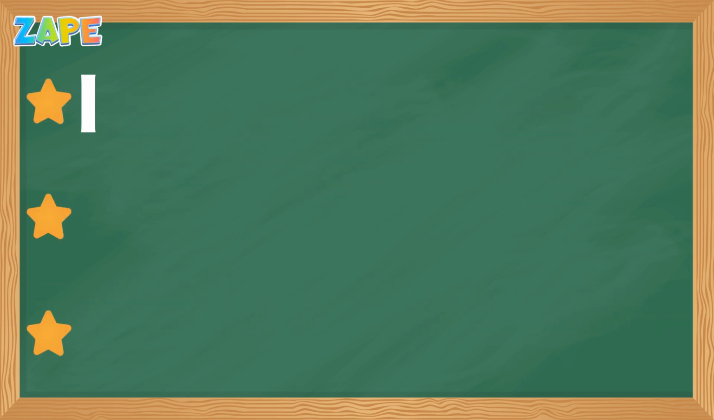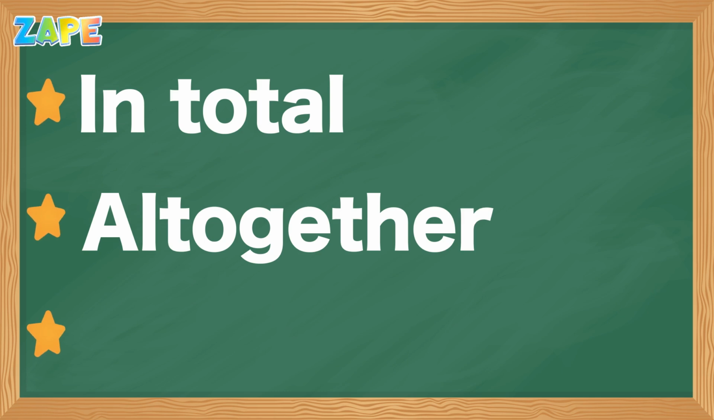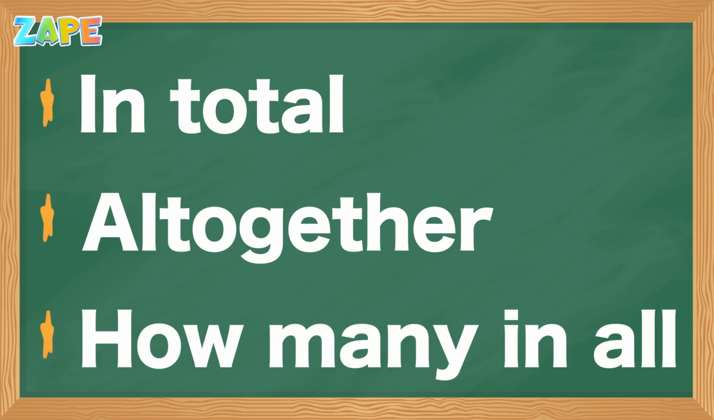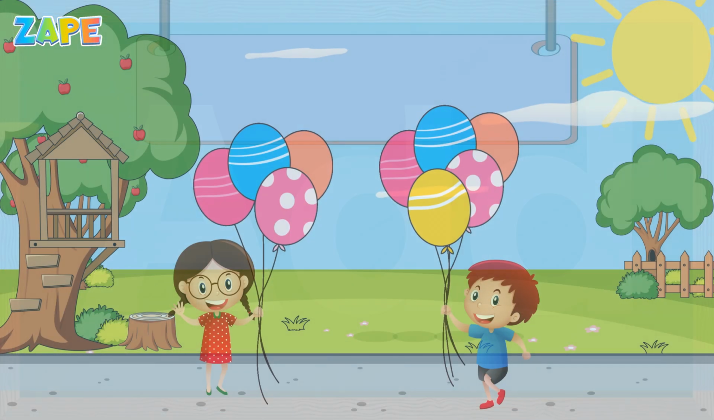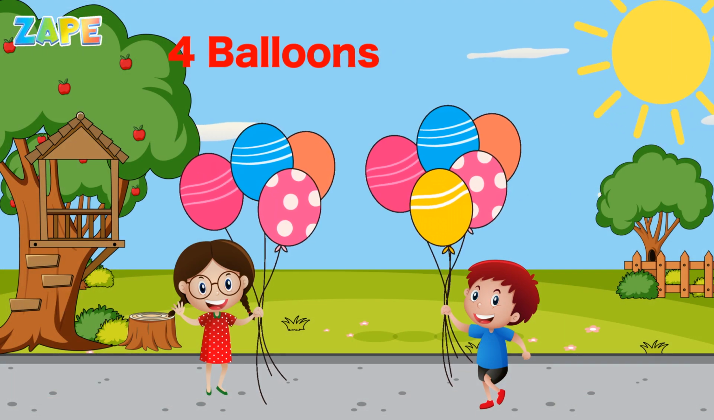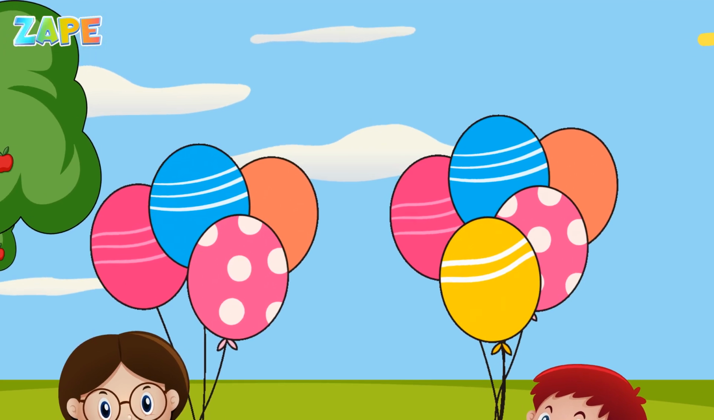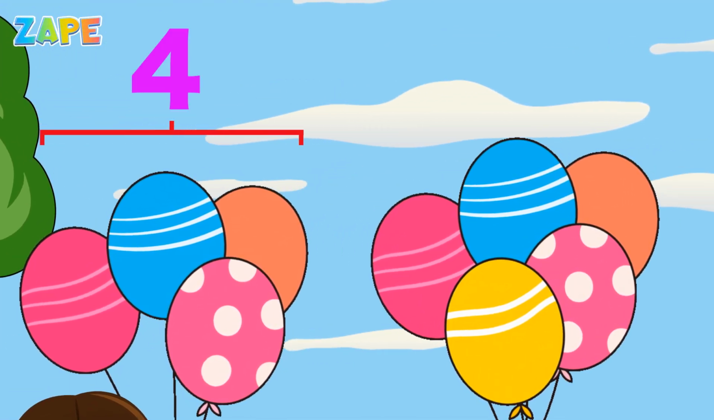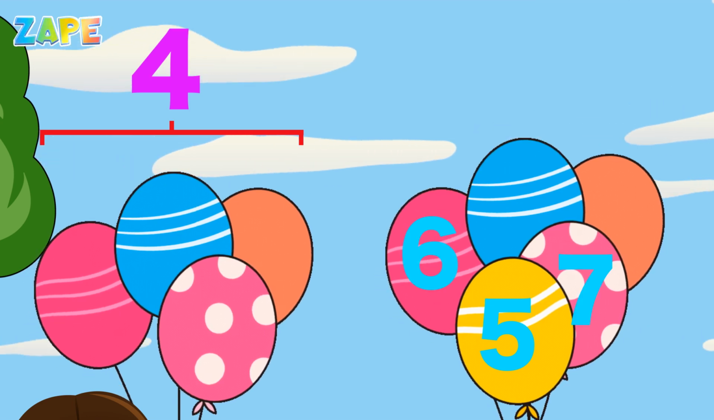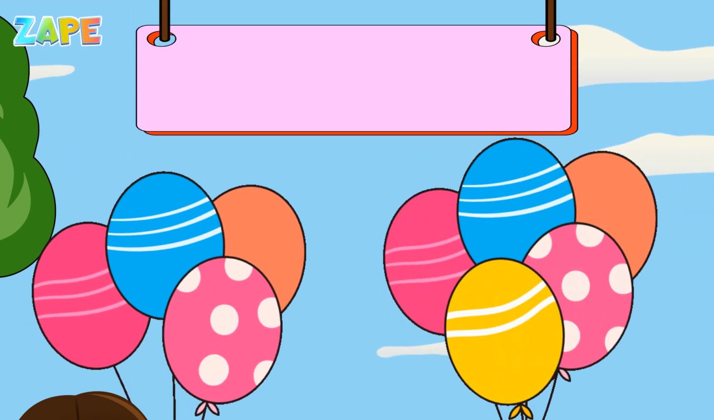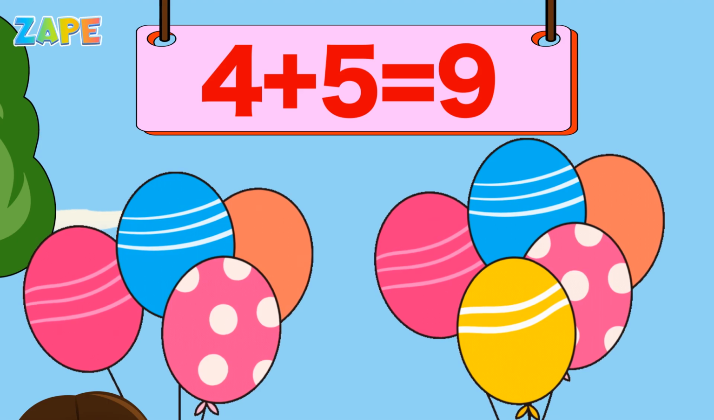When we see words like in total, altogether, or how many in all, we know it's time to add. Sarah has 4 balloons. Robin has 5 balloons. How many do they have altogether? Let's count. 4, 5, 6, 7, 8, 9. So, 4 plus 5 equals 9 balloons.